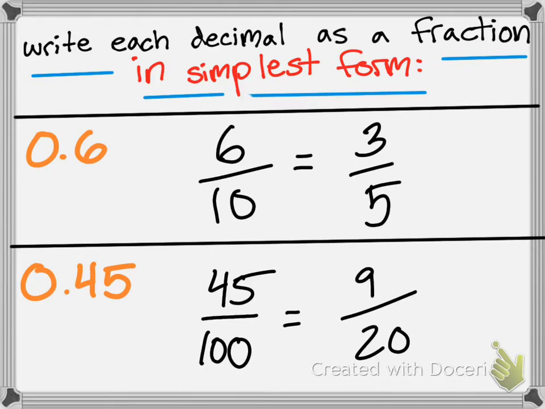Literally, that's how we do this. We just think about the furthest place value to the right, and then we simplify, just like what we did with the last chapter. These are equivalent ratios, you guys. Remember what we did? Ratios are fractions. They're equivalent ratios. They're equivalent fractions. They're all the same thing. So we're all good here.